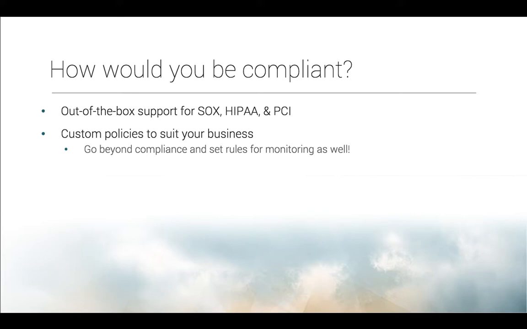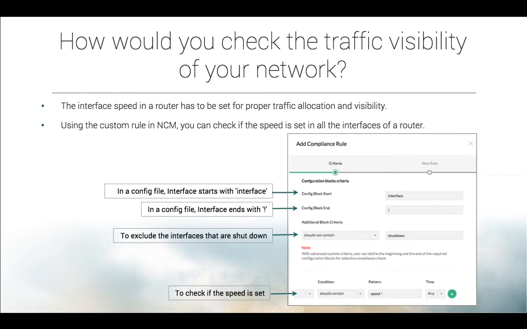Now, not only this, you can also create custom policies and rules for monitoring purposes. Let me show you an example for that. So, you have routers in your network. So, these routers will have interfaces which will be connected to devices. Now, these interfaces decide the speed in which the internet has to work on these particular devices. So, this particular allocation of speed for each interface has to be set.